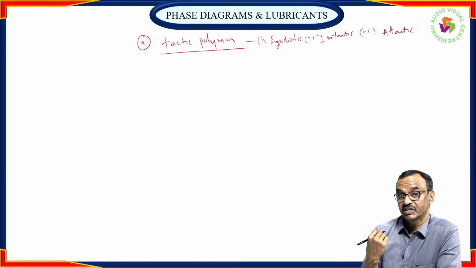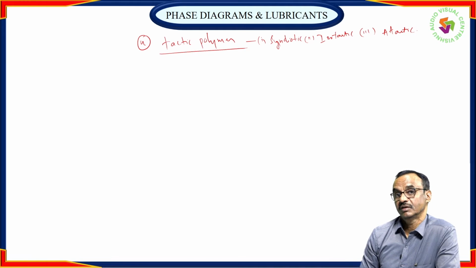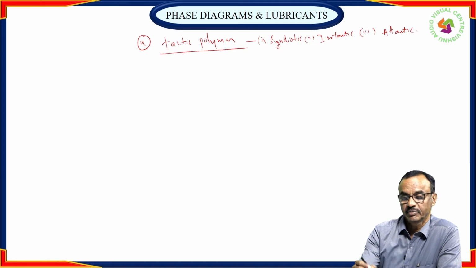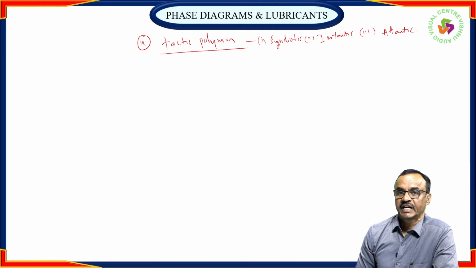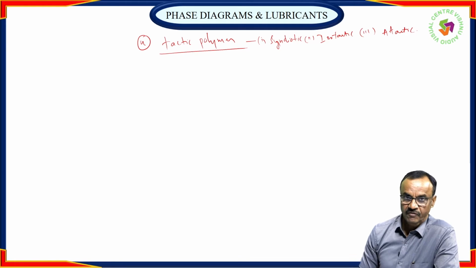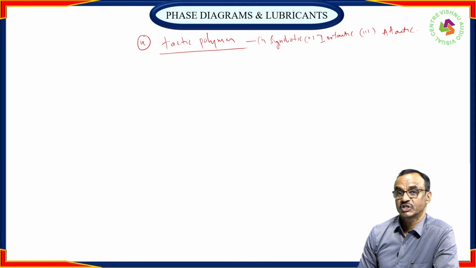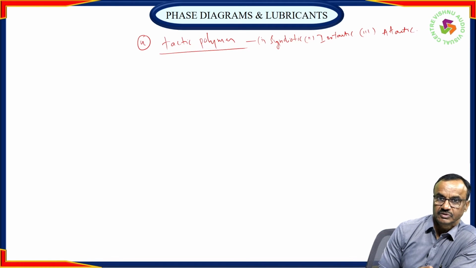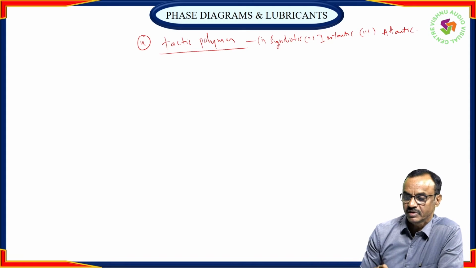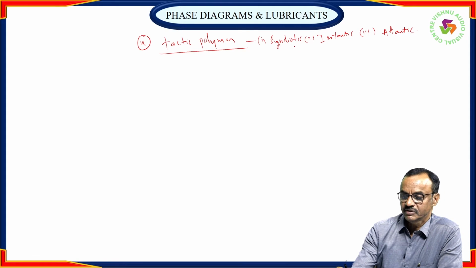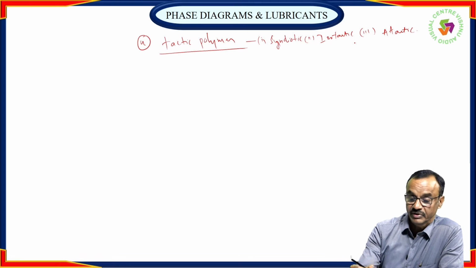Based on the functional groups attached to the chain being different, they are called tactic polymers. Tactic polymers are polymers consisting of the same functional groups attached to the main chain in different arrangements. These polymers are called tactic polymers, mainly three types: syndiotactic, isotactic, atactic. So let me take one simple general example.